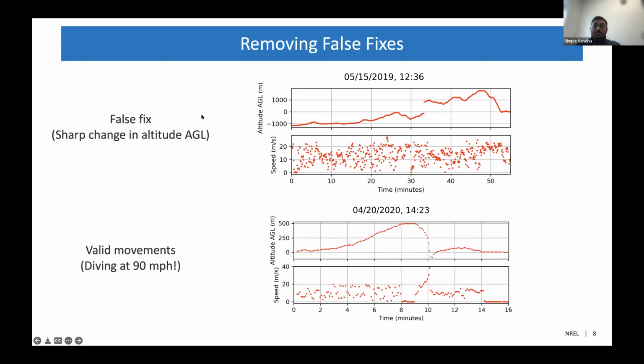But at the same time, we don't want to remove valid movements. On the bottom, you see at 2:23, 20th April 2020, the bird dived from 500 meters at 90 miles per hour. So we don't want to remove that, but we want to remove the false fixes. So we have to be careful when we filter the data that we keep these movements, these outliers, in the data set.